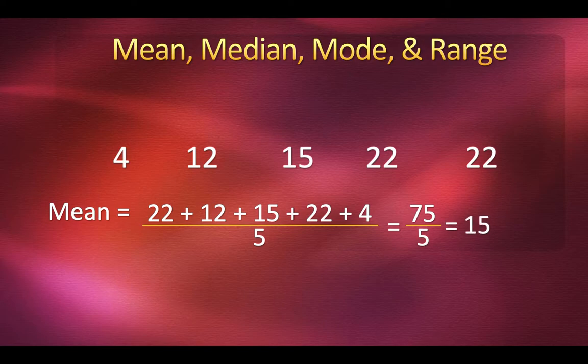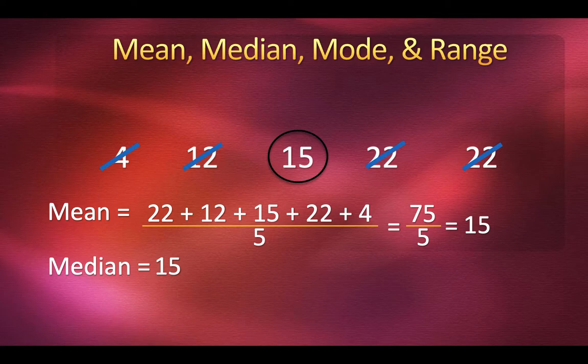That mean should always make sense with your data points, meaning that if you have 4 as your lowest data point and 22 as your highest data point, your mean should always fall somewhere in the middle, and it does. Median is the actual middle number of the data points, so you're going to start by crossing them off from both ends to find the number in the middle, and the median here is 15.